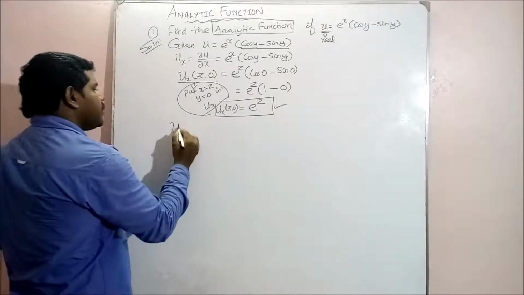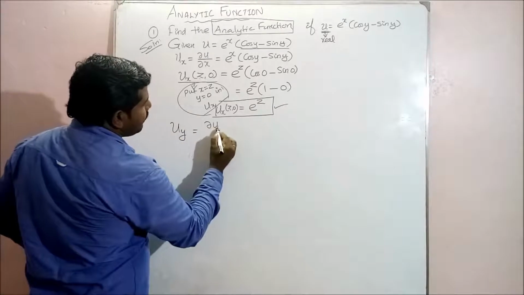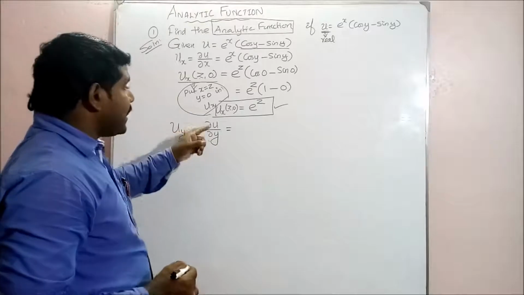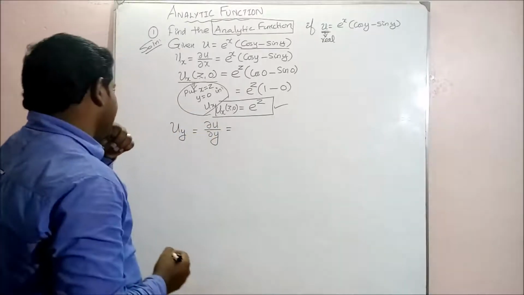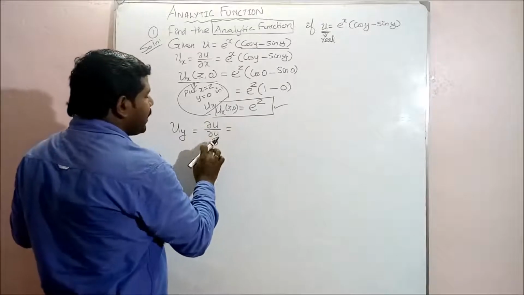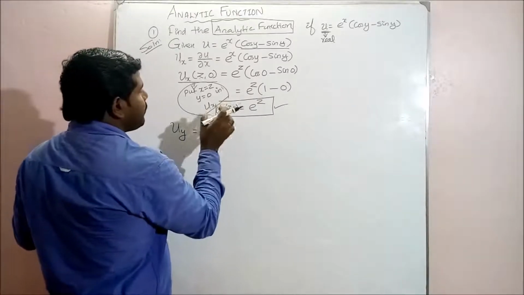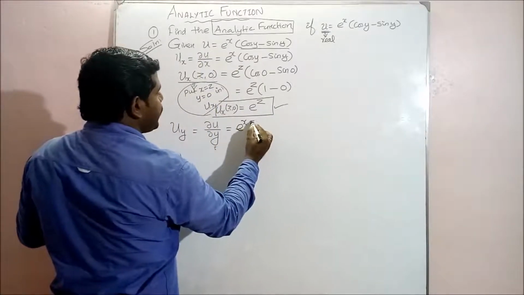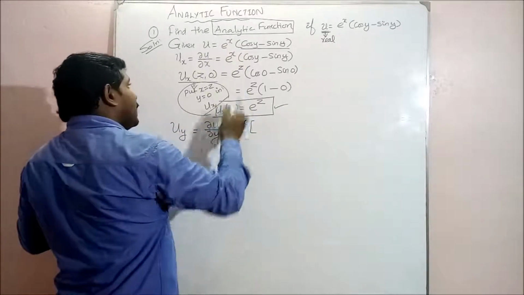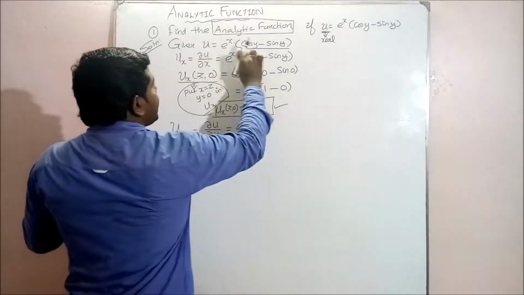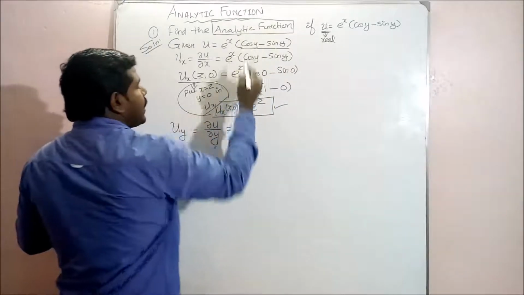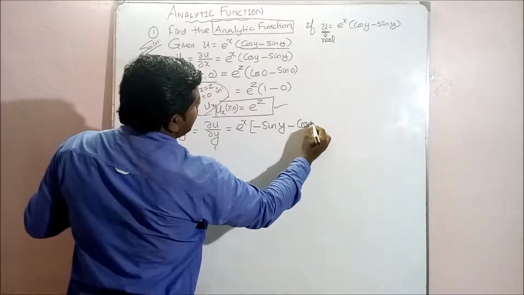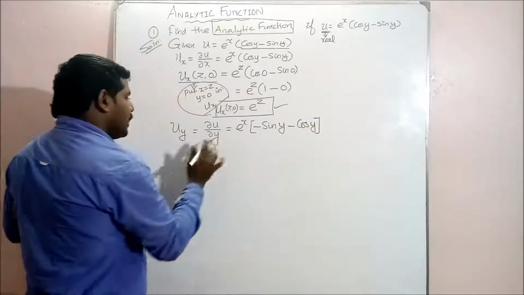Next our aim is to calculate uy. uy is nothing but dou u by dou y. What is meant by dou u by dou y? Partially differentiate u with respect to y. Here y only is the variable, and all other terms are treated as constants. So e power x is a constant, keep it as it is. Differentiate the term with y: cos y gives minus sin y, and minus sin y gives minus cos y. That is uy.